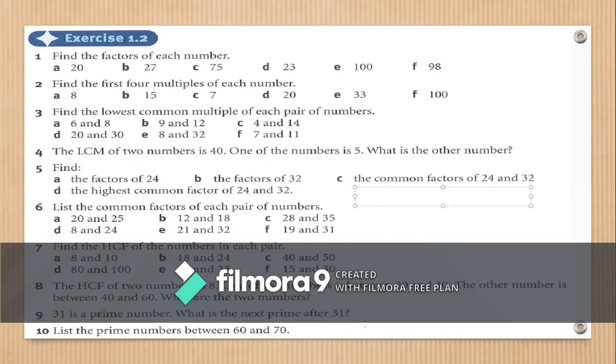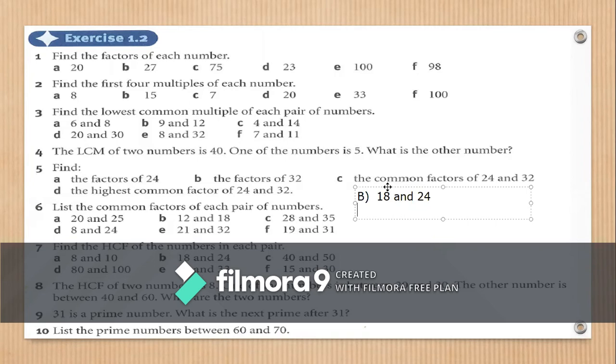Okay, let's suppose we are solving the B part, question number 7. So what I write here first is B part, question number 7. Here we have two numbers, 18 and 24, 18 and 24.